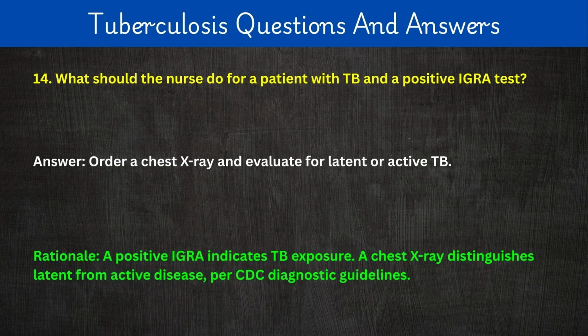14. What should the nurse do for a patient with TB and a positive IGRA test? Answer. Order a chest X-ray and evaluate for latent or active TB. Rationale. A positive IGRA indicates TB exposure. A chest X-ray distinguishes latent from active disease, per CDC diagnostic guidelines.